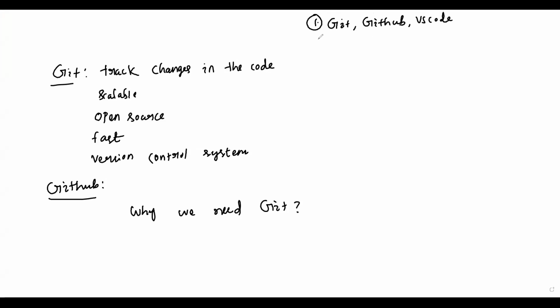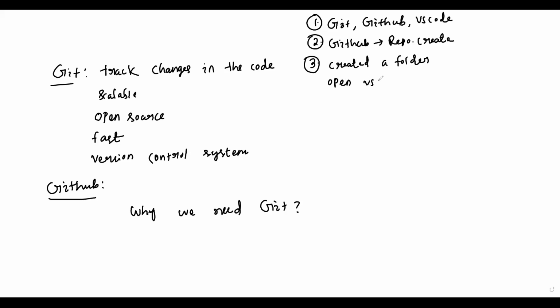Once you have installed VS Code, step number 2, you have gone to your GitHub account and you have created your account. You have created a repository, an empty repository. Now, you have come to your system, created a folder where you want to clone or copy this, right? And opened VS Code in that folder, or on that location, you open your VS Code.